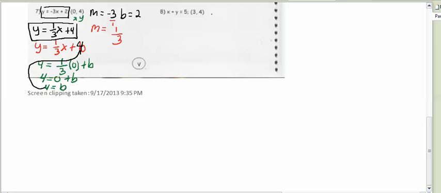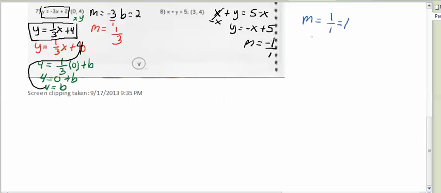Okay, so the first one, is it in slope-intercept form? It's not, so I'm going to get it there before I can do anything. I'm going to subtract x from both sides. So I have y is equal to negative x plus 5. My slope is negative 1 over 1. Okay, I'm trying to find a new slope, which is going to be flipped over, opposite signs. So my new slope is going to be 1 over 1, but positive. So my new slope is 1.